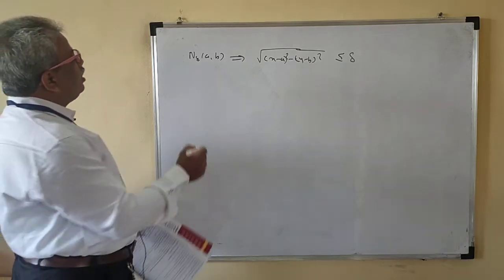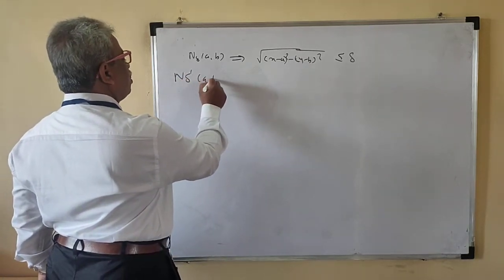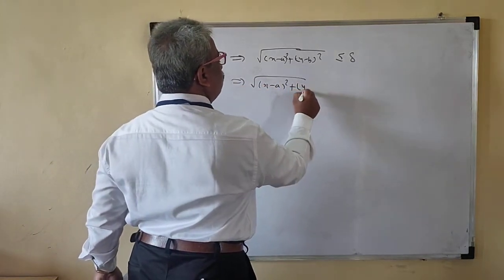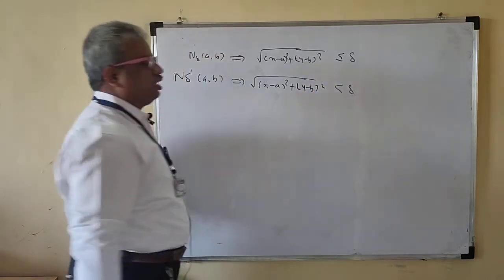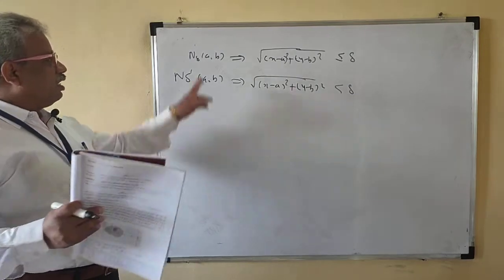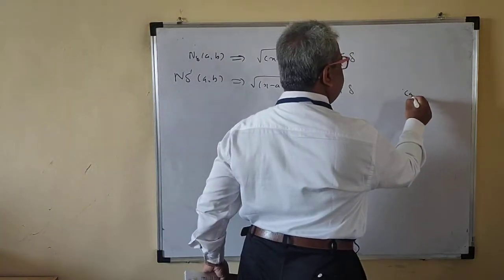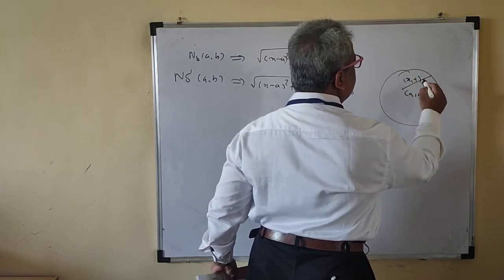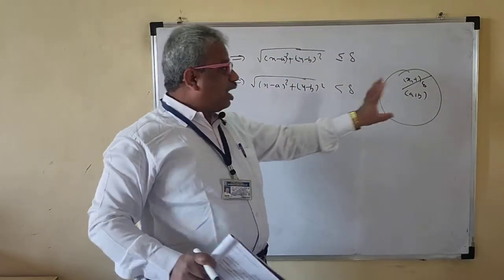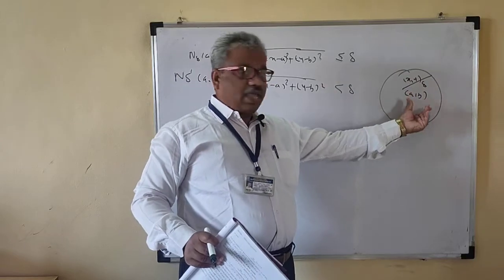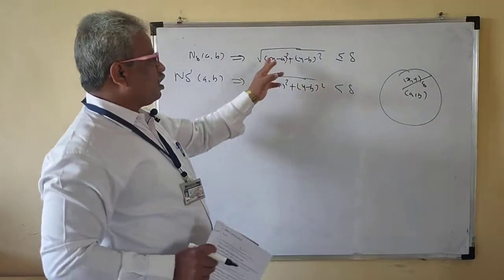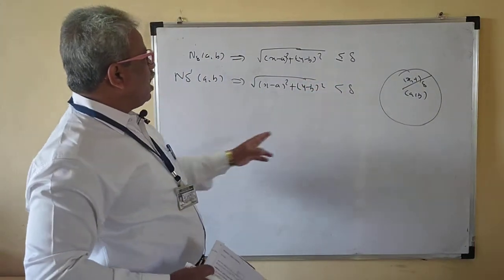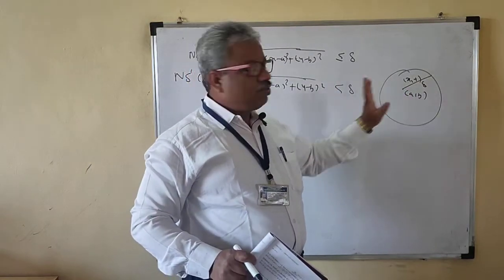And the deleted neighborhood of delta means that from the neighborhood you have to delete the point, so root of (x minus a) square plus (y minus b) square is strictly less than delta, and greater than 0. So this is the deleted neighborhood of delta. This is your point (a, b), and this is the set of all (x, y) where the radius is delta. All points inside this are the neighborhood of (a, b), and that is called the delta neighborhood of (a, b), the set of all points (x, y) such that the distance is less than or equal to delta. That means the boundary is also included here, and the point is also included here.